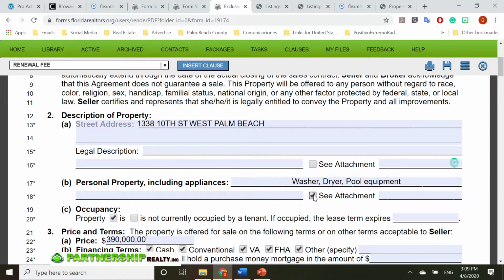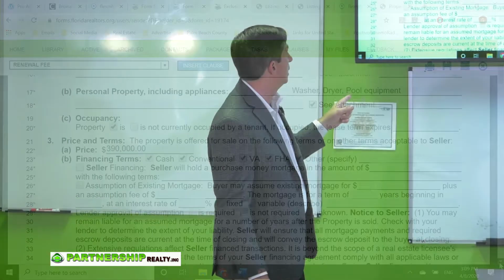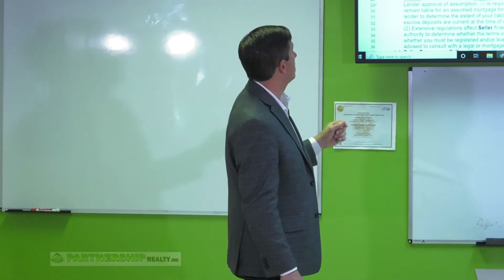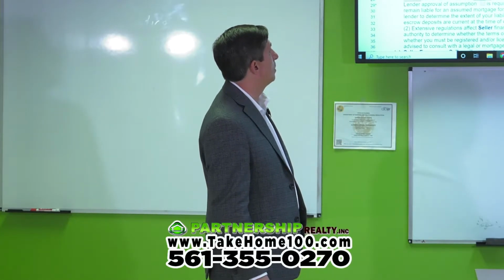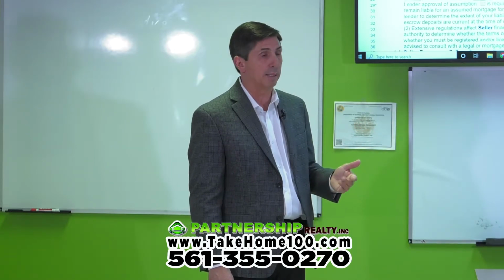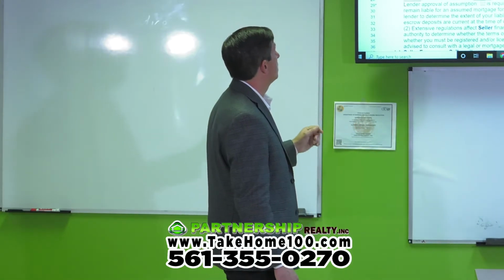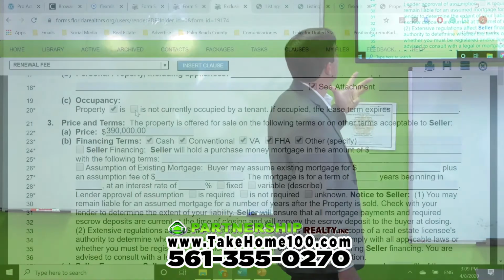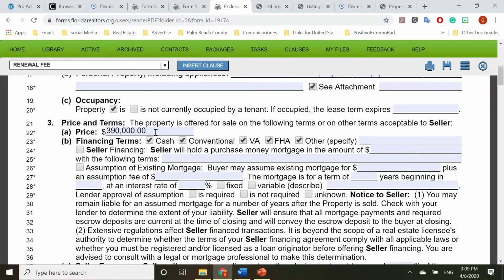So we're going to go to number 20. If the property is owner occupied, we're going to click owner occupied. What if it's tenant occupied? Then we want to click that it is tenant occupied instead of owner occupied, and we want to put down when the lease expires if it's tenant occupied. So this is really important there on number 20. And in this case, we're putting owner occupied.